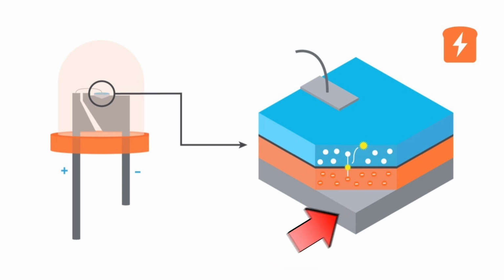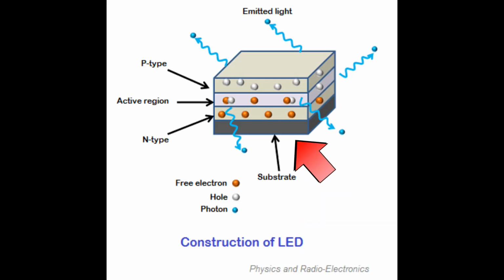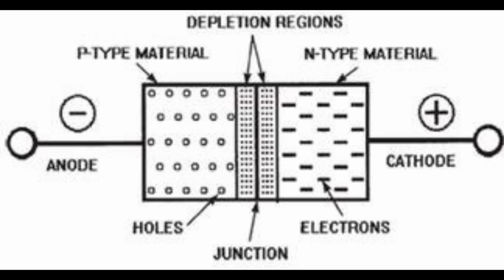The substrate acts as a path for electrical current to flow. It's typically made of a material with a high electrical conductivity, allowing for efficient current flow to the active region of the LED where light is generated. Overall, the substrate in an LED chip is a critical component that provides structural support, electrical conductivity, heat dissipation, a platform for epitaxial growth, and sometimes optical properties that enhance light output.